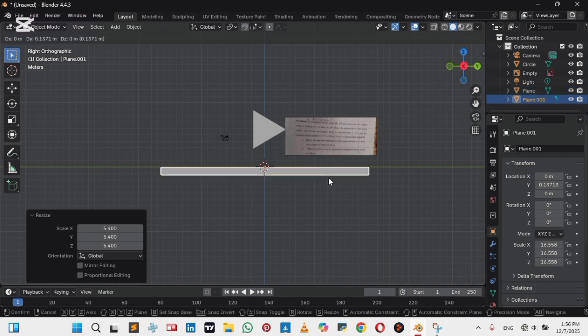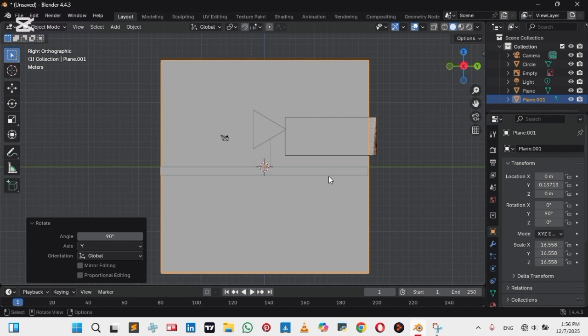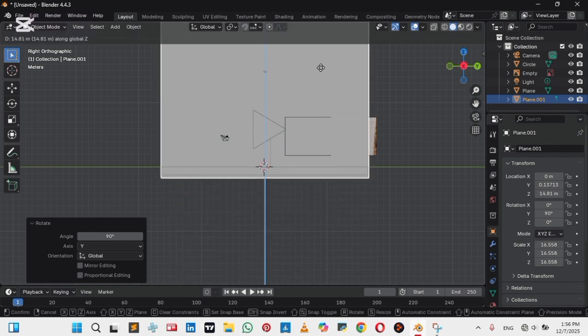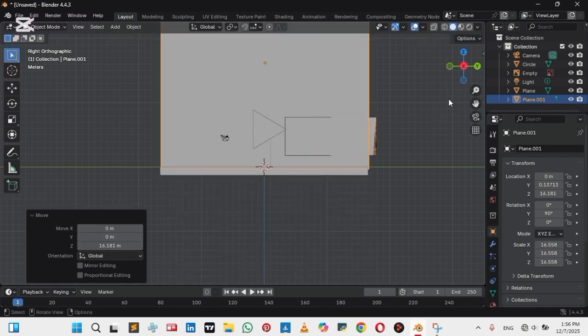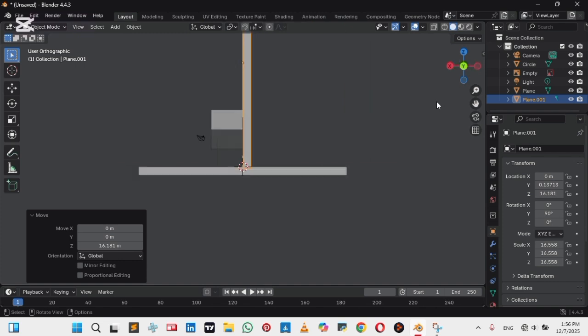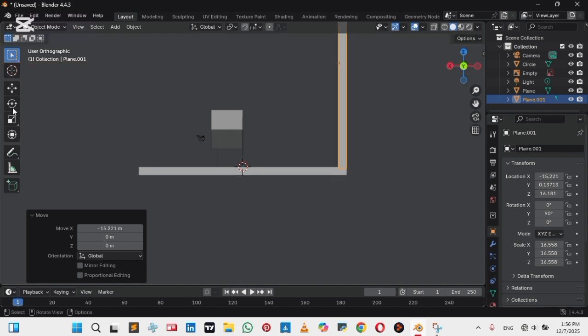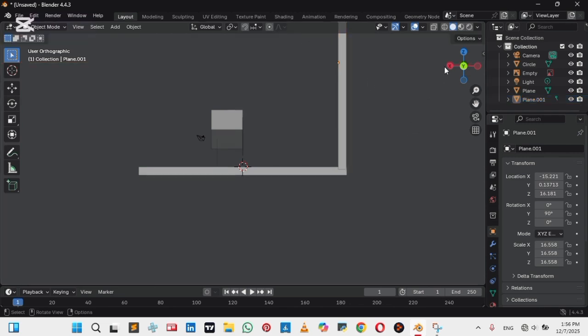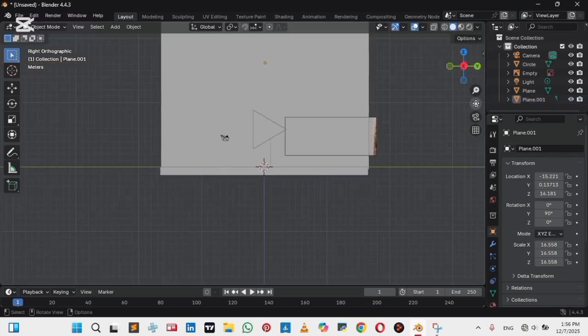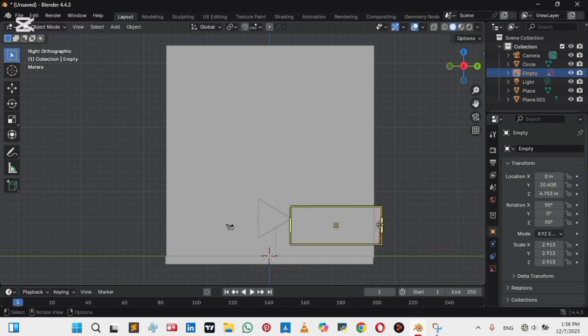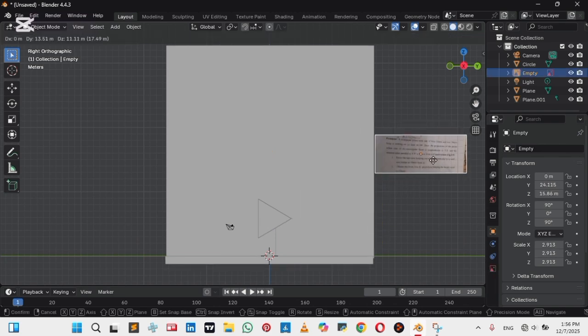We just duplicate this, rotate it in the y-axis, then grab it up, then shift it back a bit, and there we have it. But we cannot see the question again.